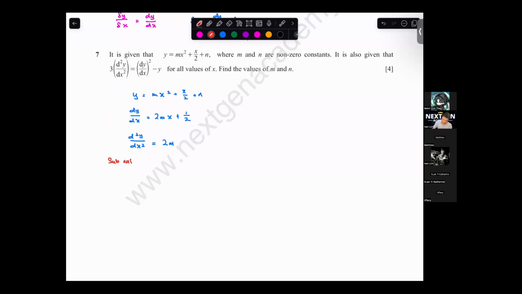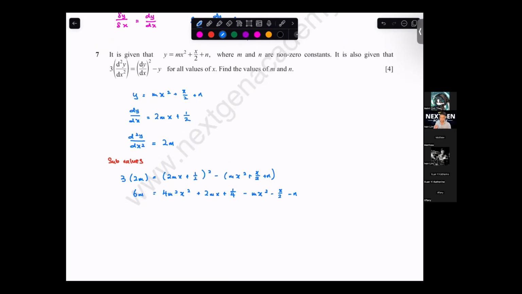So sub values: 3(2m) = (2mx + 1/2)² − (mx² + x/2 + n). Okay, open up the bracket: 6m = 4m²x² + 2mx + 1/4 − mx² − x/2 − n.